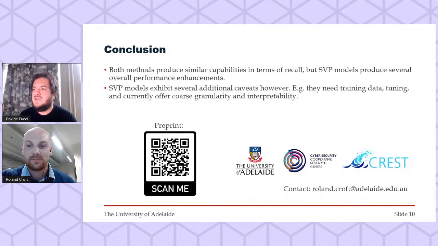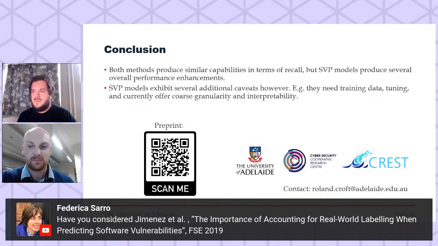Well, while the crowd warms up, there is a question from Federica. She's asking, have you considered Imtiaz et al., The importance of accounting for real-world labeling when predicting software vulnerabilities, published at FSE 2019? Yeah, I am familiar with that paper. Just as a follow-up, was there anything in particular that you were referring to? In terms of the evaluation setup, we didn't consider a time-based evaluation like is recommended in that paper. We instead used bootstrapping, which was recommended in another work for defect prediction. But yeah, if you had a specific follow-up, I'd be happy to answer that.